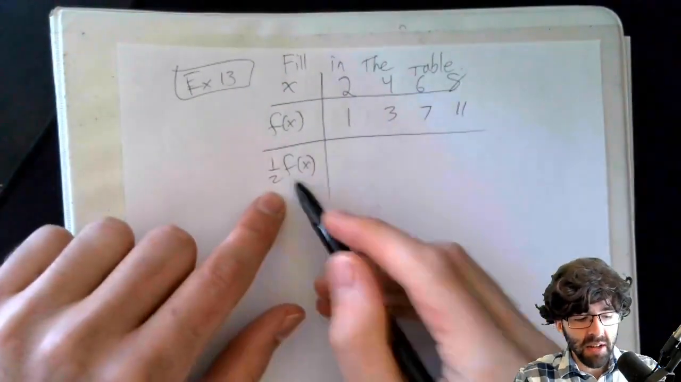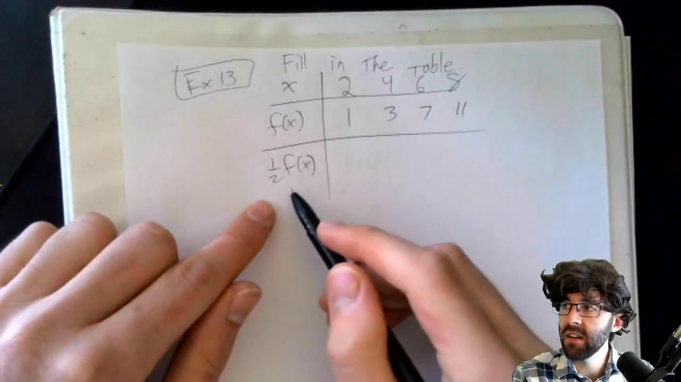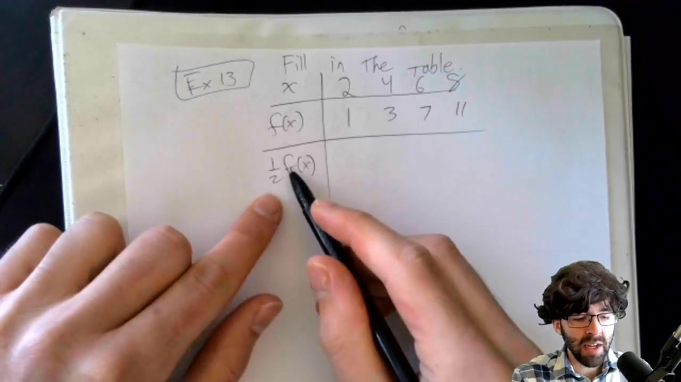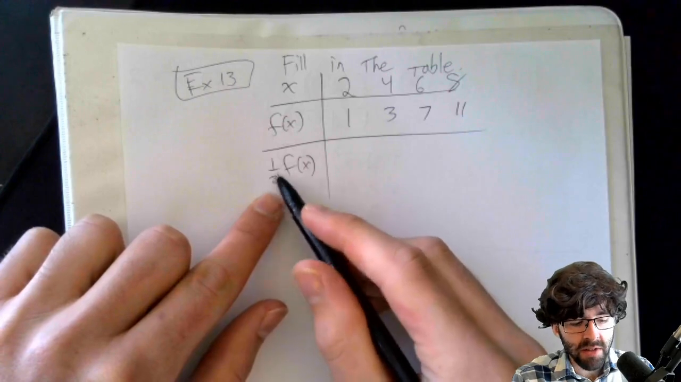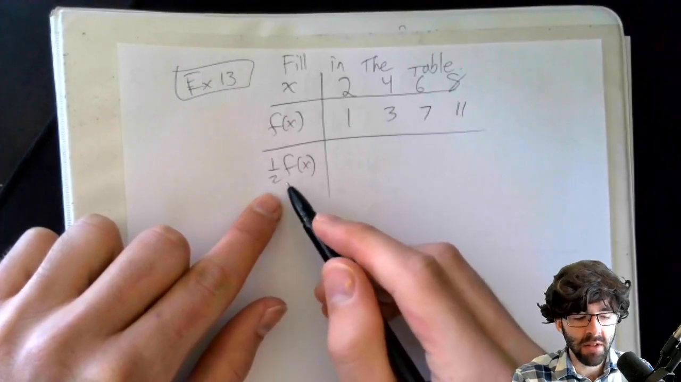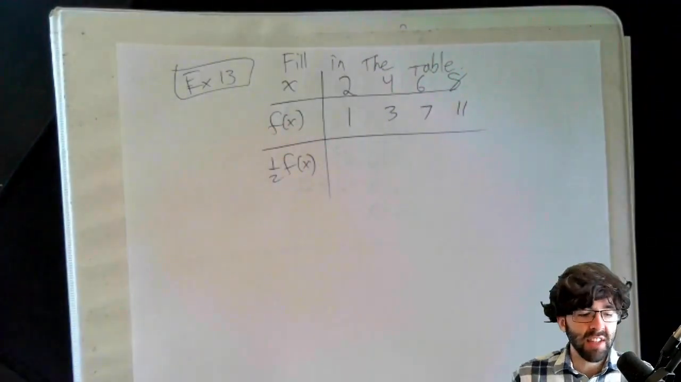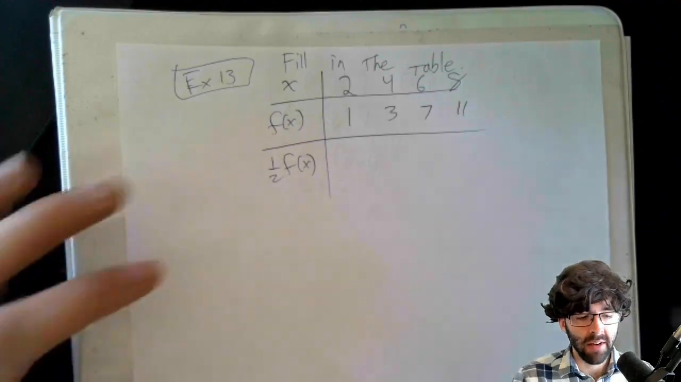So what kind of thing is here? Well, we're multiplying on the outside, so it's got to be vertical. And it's a smaller number than 1, so it's a compression. This is a vertical compression. Everything's getting halved. All right?